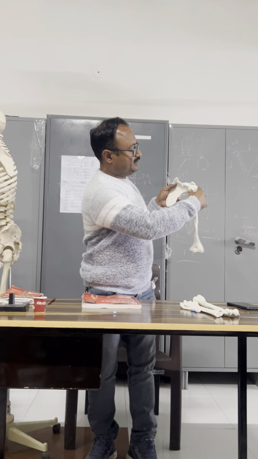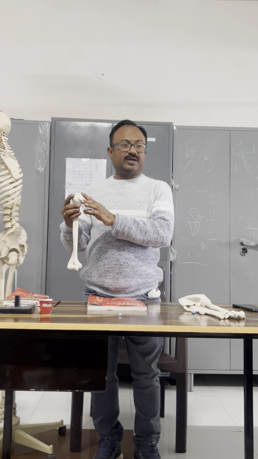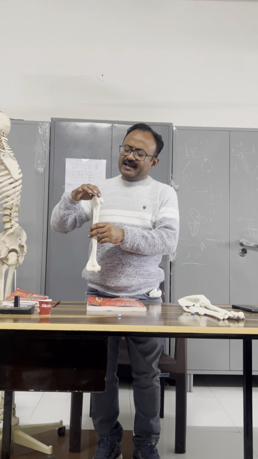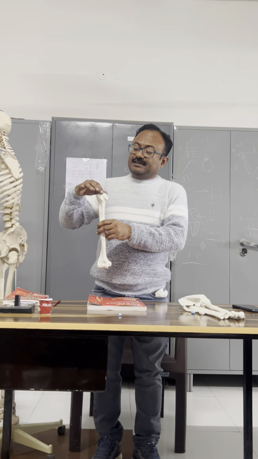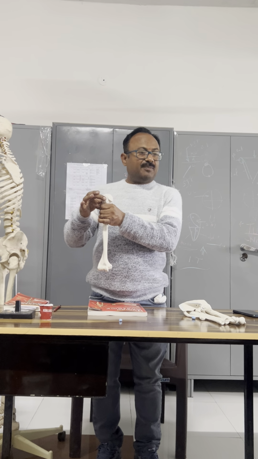The head articulates with the glenoid cavity of the scapula and forms the shoulder joint. The head is separated from the rest of the upper end.